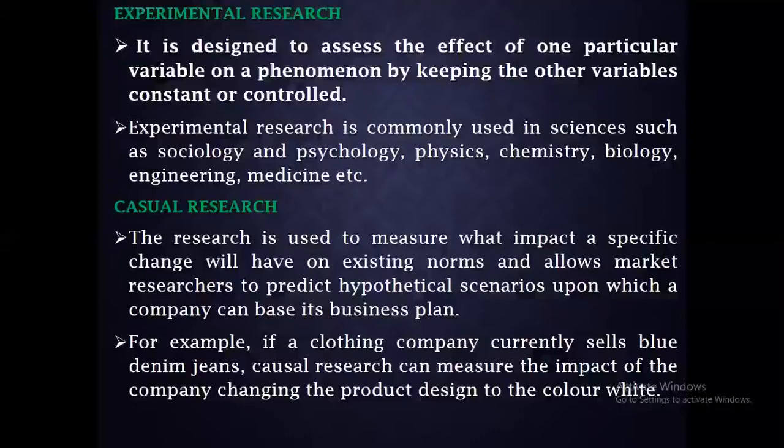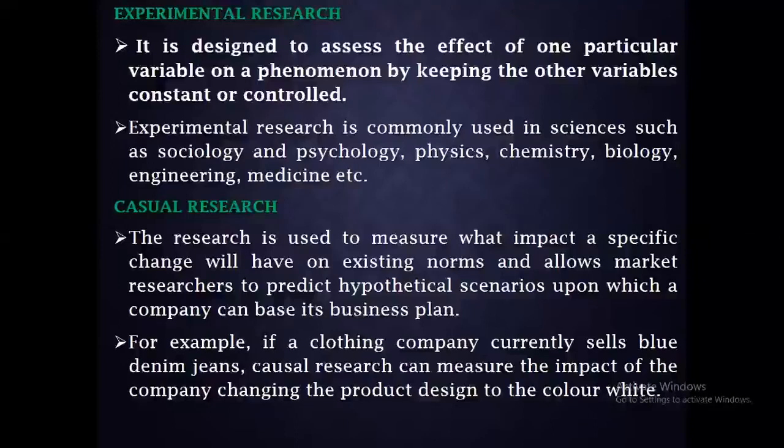Now the next one is causal research. This research is used to measure what impact a specific change will have on existing norms and allows market researchers to predict hypothetical scenarios upon which a company can base its business plan. For example, in the cloth industry, suppose a jeans or t-shirt manufacturing company previously used to make black color jeans, and the selling of that product in the market was also good. Now the manager concerned with the color of that product wants to change the color from black to, suppose, white, and sell it in the market. That kind of change is considered causal research.